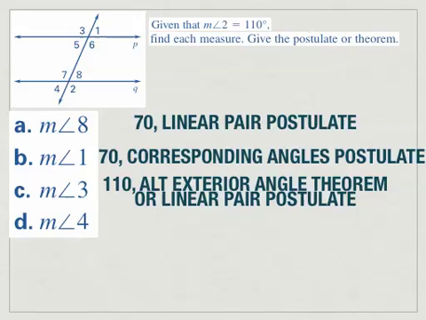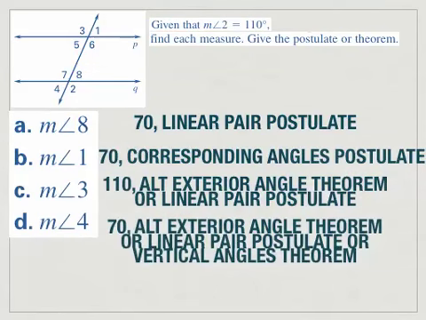Now it's going to be the same idea with angle 4. Remember, I'm given that angle 2 is 110. I know that angle 2 and angle 4 are a linear pair. I also have already found angle 8. Angle 8 and angle 4 are vertical angles. I've also already found angle 1. Angle 1 and angle 4 are alternate exterior angles. So there are several different postulates or theorems that I could use to find angle 4. All of them tell me that angle 4 is 70 degrees. And again, I could have used alternate exterior angle theorem, linear pair postulate, or the vertical angles theorem.